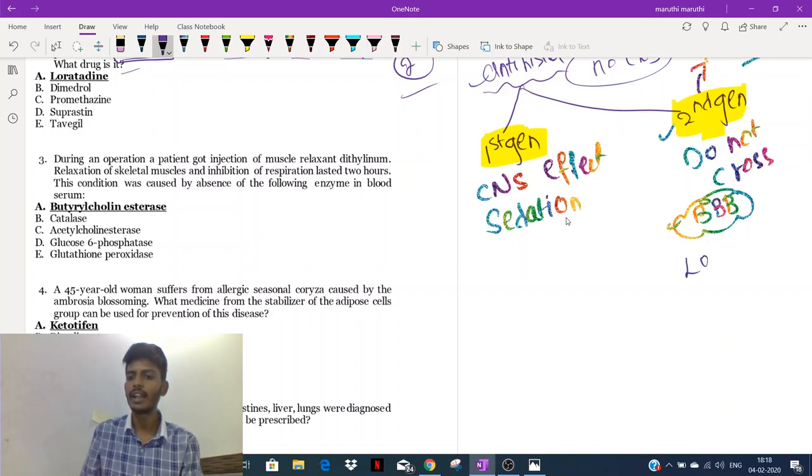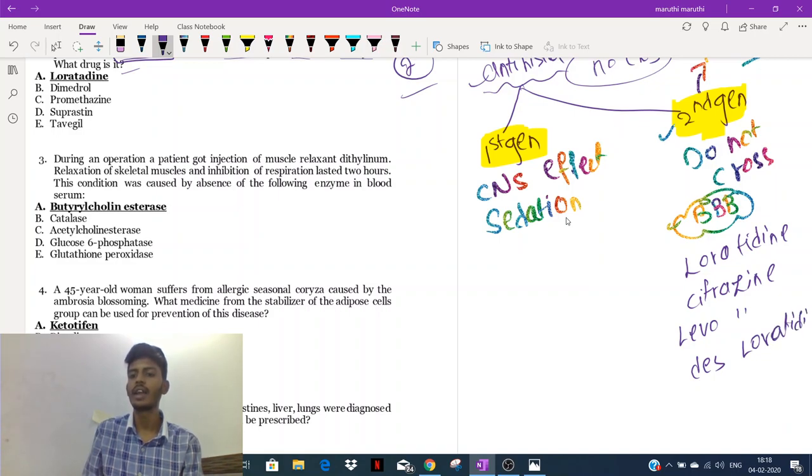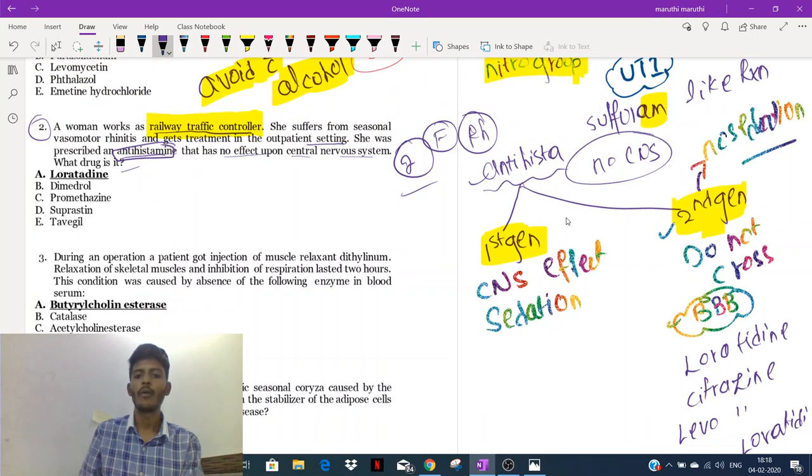The drugs include loratadine, cetirizine, levocetirizine, okay, desloratadine, okay. Now, when I'm talking about first generation antihistamines, one of the favorite drugs is Benadryl we have.